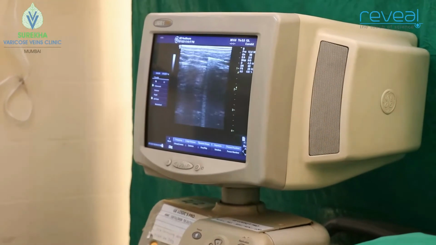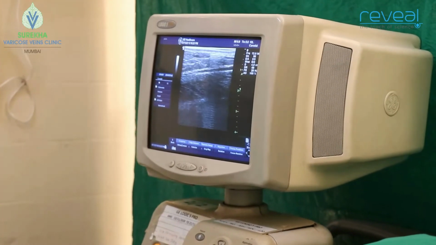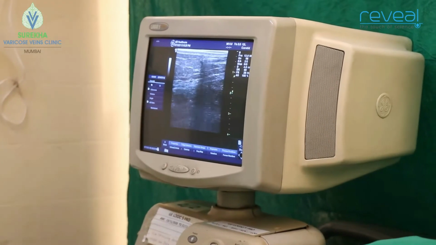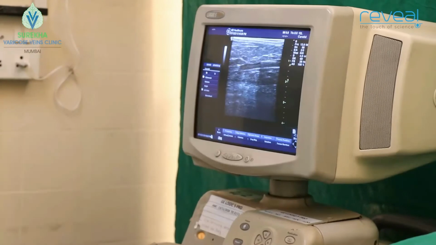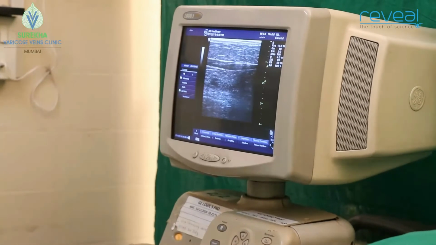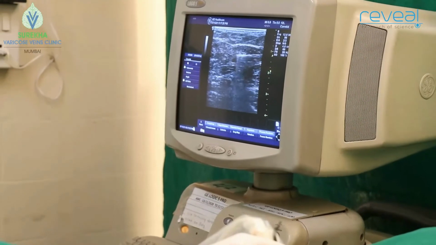So this is the fiber which is advancing in the great saphenous vein. That ensures that the fiber stays in the intended vein and we don't stray into the dilated tributaries. So we are right now in the thigh. Okay, so this is the fiber tip, as you can see here.